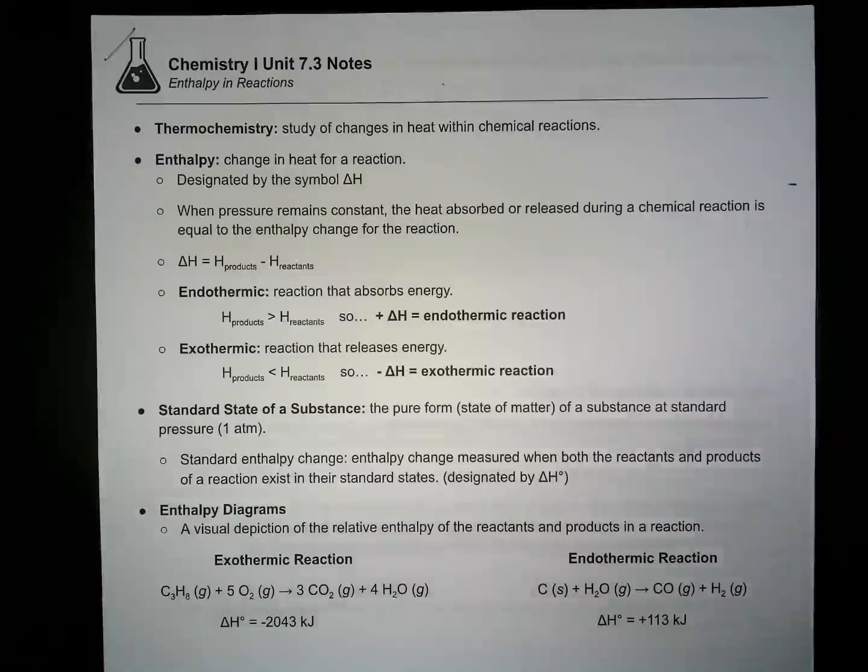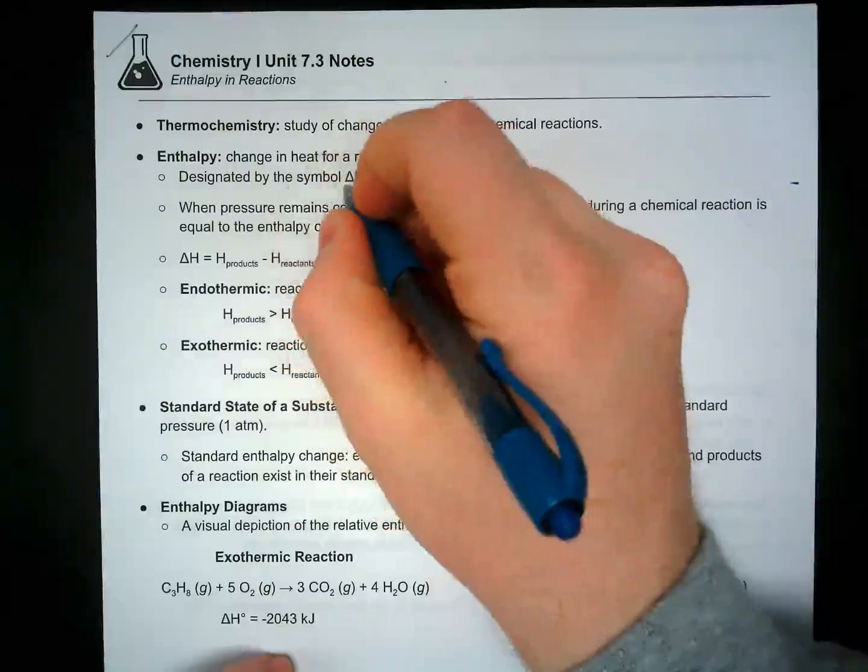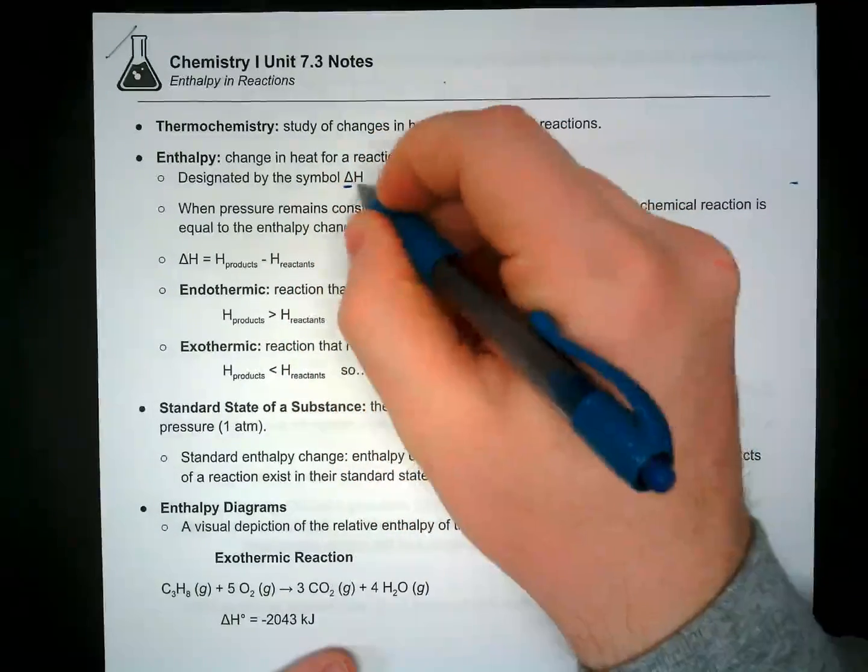Okay, so what is thermochem? This is what we have been working towards. This is the study of changes in heat within chemical reactions. Okay, and we're getting now really into the meat of it with enthalpy, and then we'll really get into it when we get to calorimetry. So enthalpy is simply just the change in the heat for a reaction, and we designate this with the symbol of delta H. Okay, so this delta right here, that triangle, and then H.